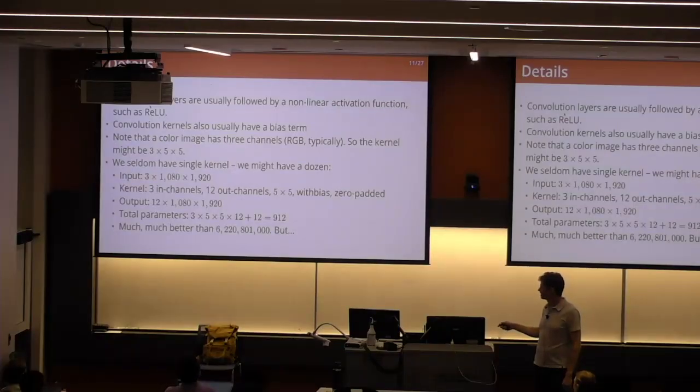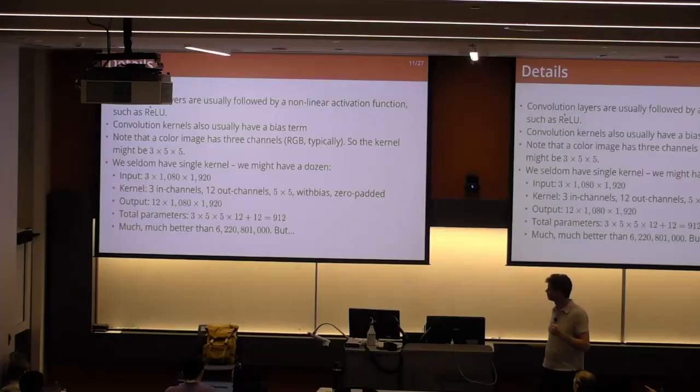So the number of parameters, though, is only 3 times 5 times 5 times 12, right? So 3 times 5 times 5 is the size of the kernel. But we have a dozen of them, so we have this many. And then we add 12 in for the bias terms, and you get 912 parameters. 912 parameters is way, way better than 6 billion parameters. We have these weights. We're using the same weights all over the image.